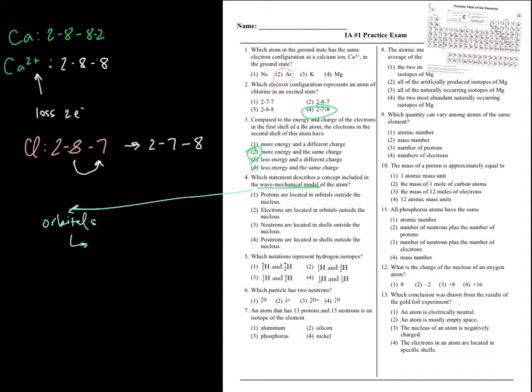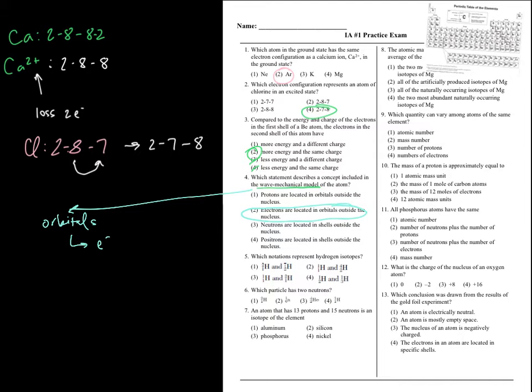And these are locations for electrons. These are where electrons are located most probably. So electrons are located in orbitals outside the nucleus. That's the most accurate answer. So remember that orbitals are places where electrons are held. They are the most likely location for electrons.